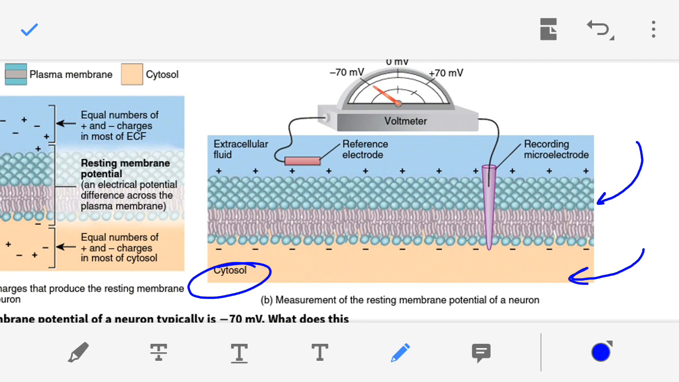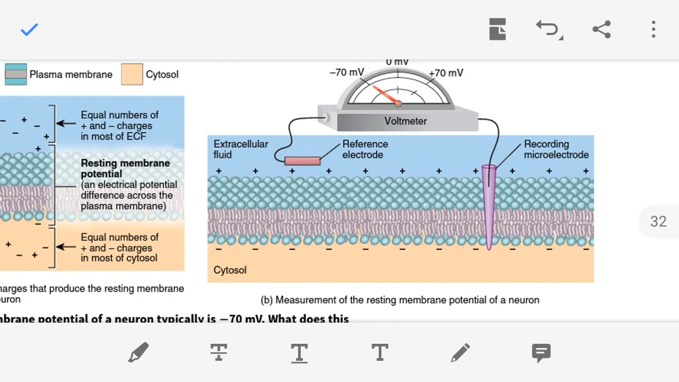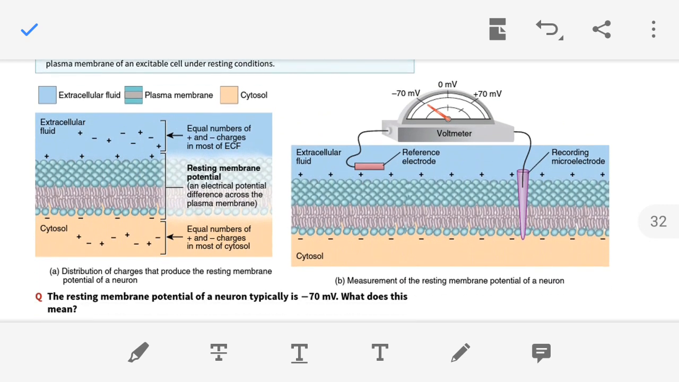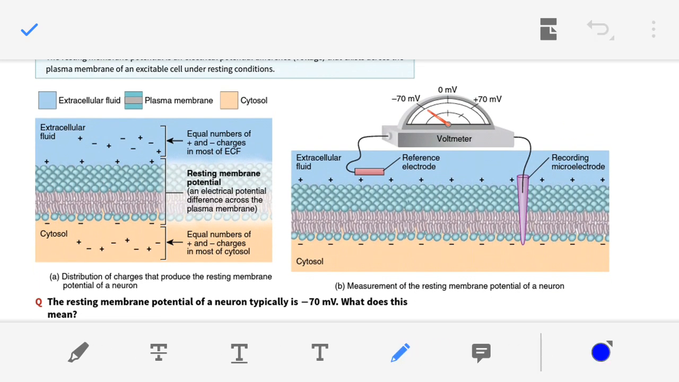Okay, and as you can see, the recording microelectrode tip is immersed in the cytosol, and this reference electrode is placed on the outer surface in the extracellular fluid. So when we are measuring the resting membrane potential, the indicator of the voltmeter is showing minus 70 mV.